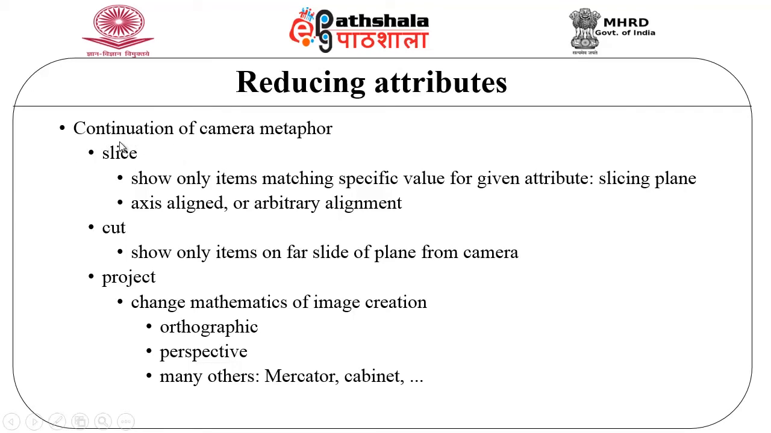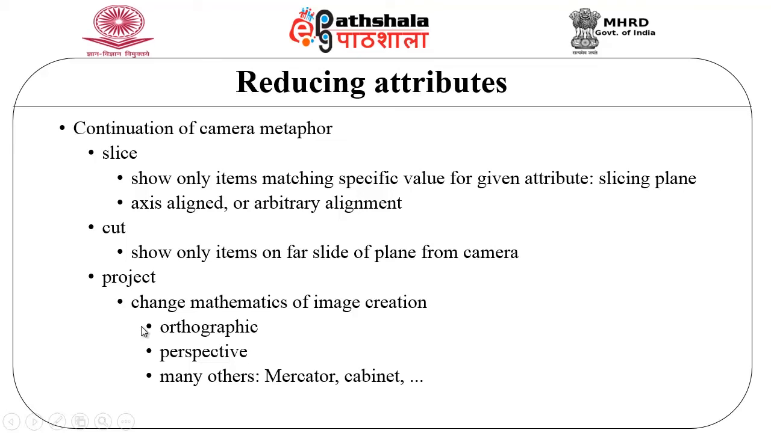There we try to make a slice of the given object. Slicing an object is showing only the items matching a specific value for the given attribute, which is done using a slicing plane. Then you have the axis aligned or the arbitrary alignment as such. The next one is a cut. The cut only shows the items on the far side of the plane from the camera.